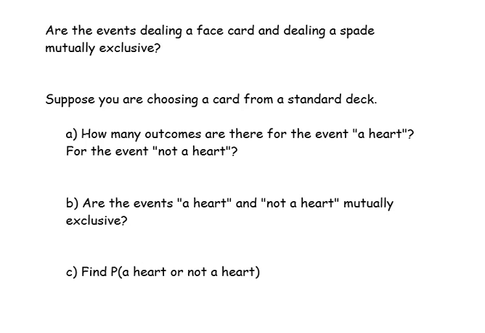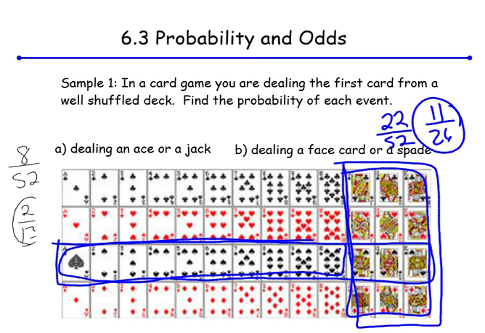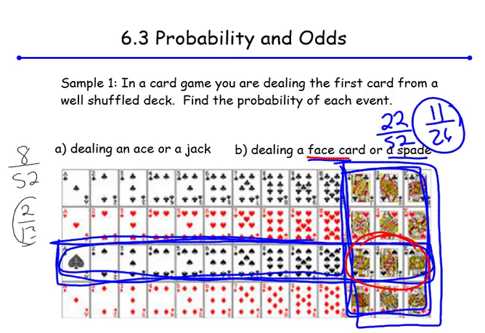Are the events of dealing a face card and dealing a spade mutually exclusive? So let's go back to that first picture. We had all of these as our spades, and then we had this over here as our face cards. Could we deal a card that was both a face card and a spade at the same time? Sure, that was this set right here. So these two, drawing a face card and a spade, those are not mutually exclusive because these right here show how they can happen at the same time.